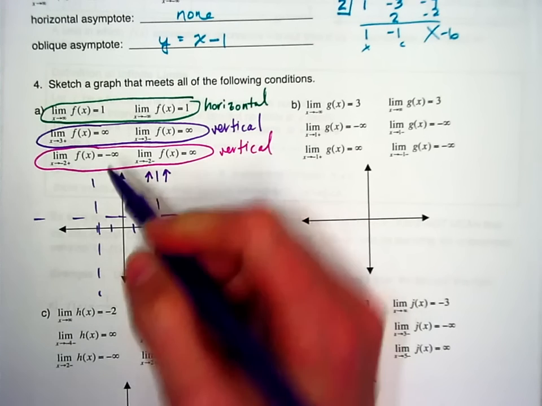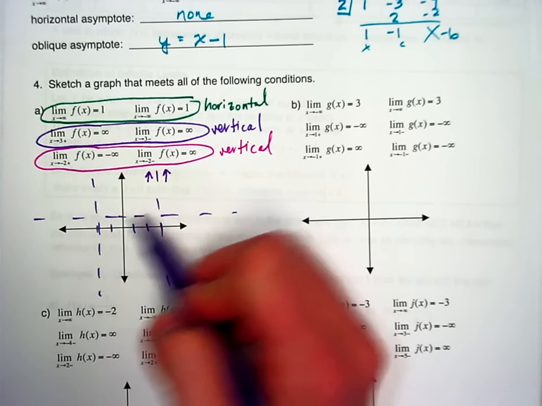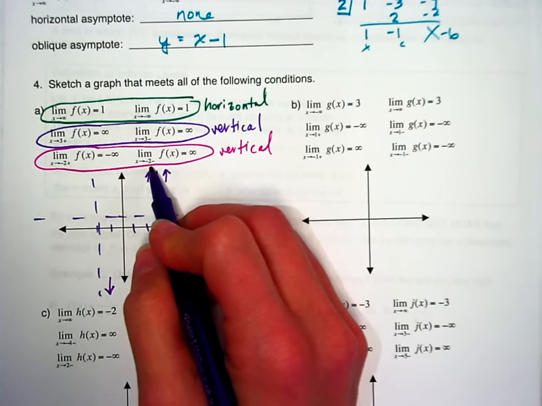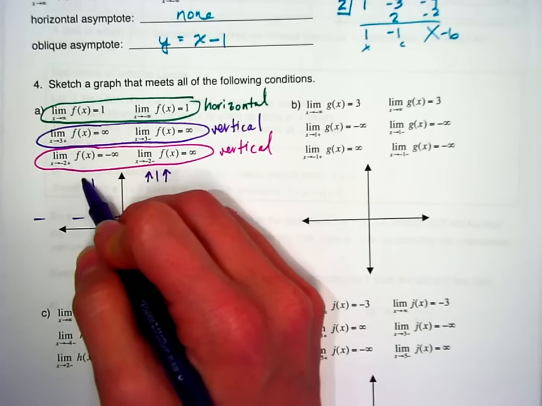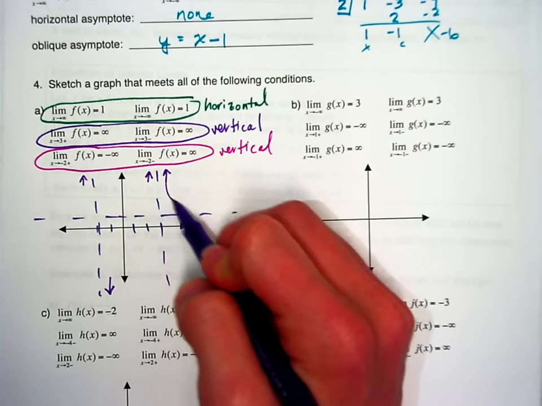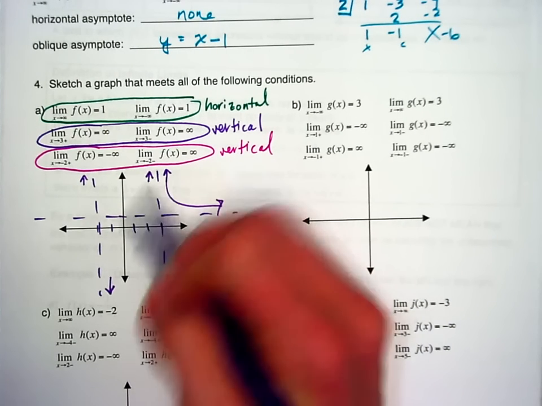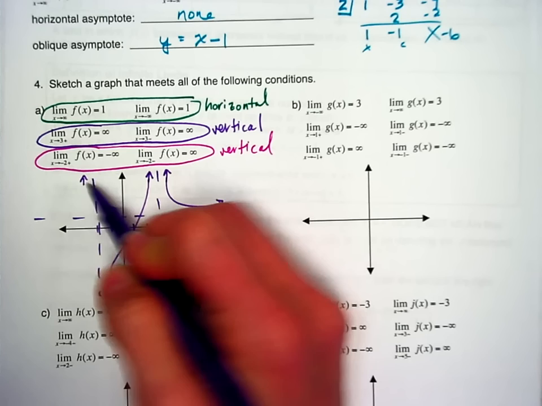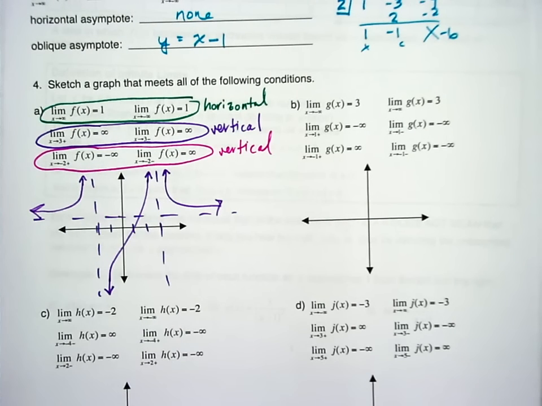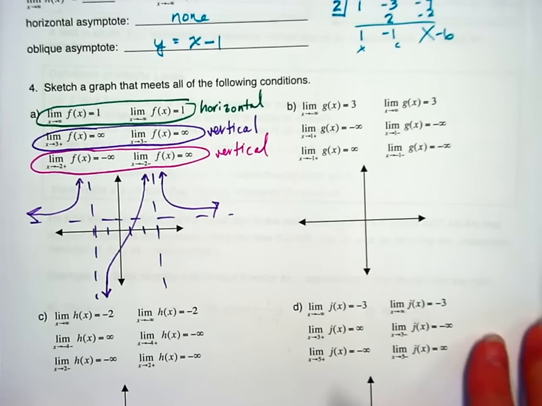When I approach -2 from the right-hand side, we're down. And when I approach -2 from the left-hand side, it is up. Okay, so that tells me that this is going to look something like this. This needs to come down here, and this is a branch that's going to stay on this side. All right, moving on to part B.